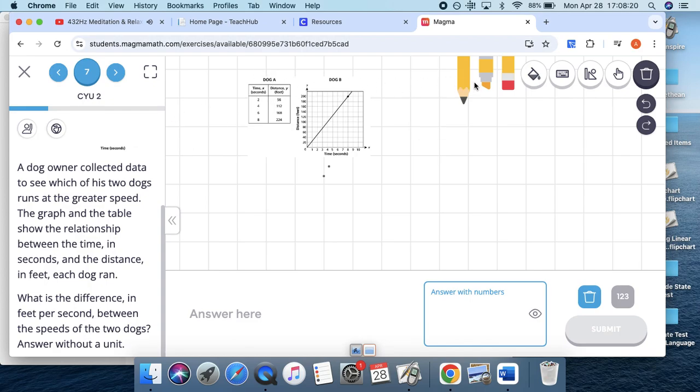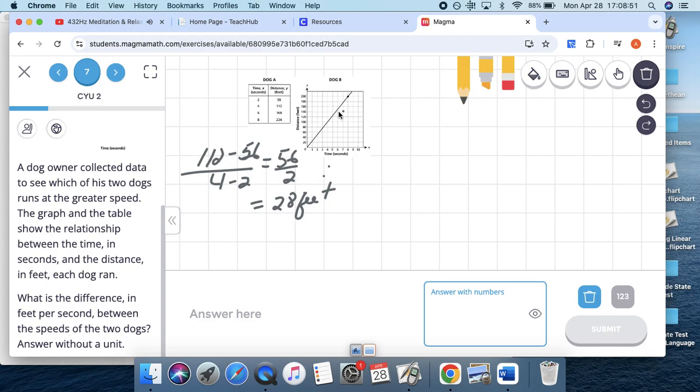Dog A. So again, you pick 2 points, and you could have just done 112 minus 56, right, over 4 minus 2, and that's going to give us 56 over 2, which is 28 feet. He runs 56 feet in 2 seconds. All right, so that's dog A, 28 feet per second.